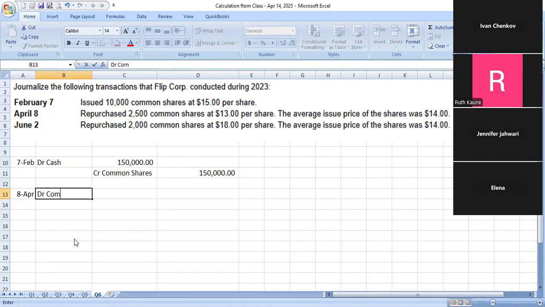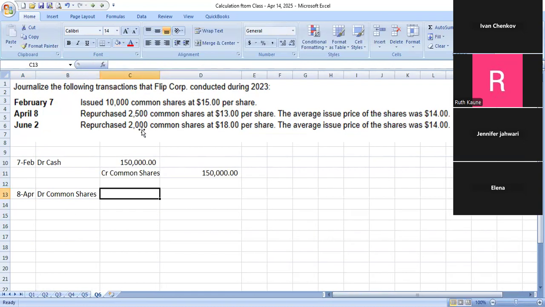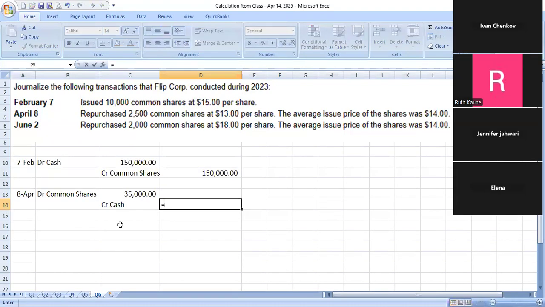So let's get what we're purchasing. Debit common shares. And how much are those common shares on our books? We have 2,500 times $14 per share. Is that how much cash we pay? No. How much cash do we pay? We're paying 2,500 times $13 per share. So we have a difference on the credit side.